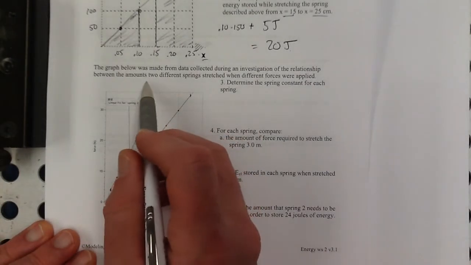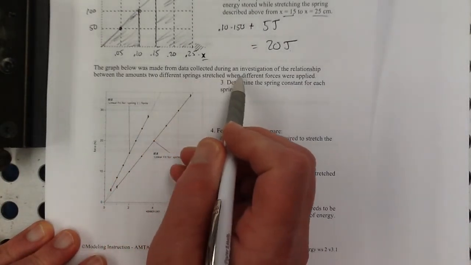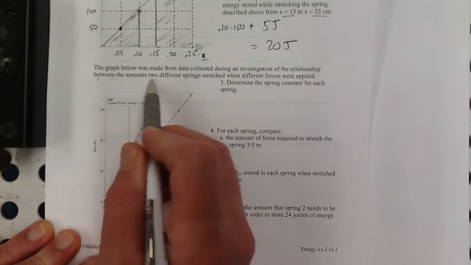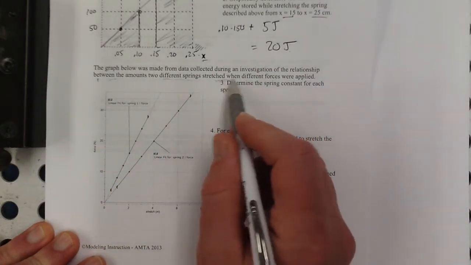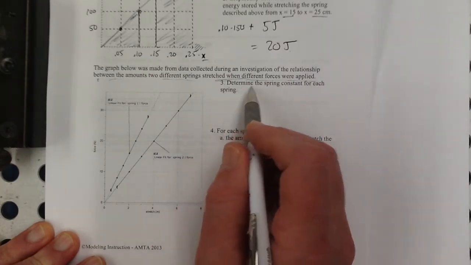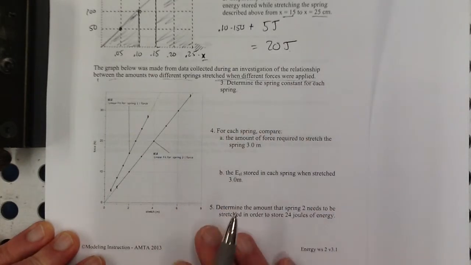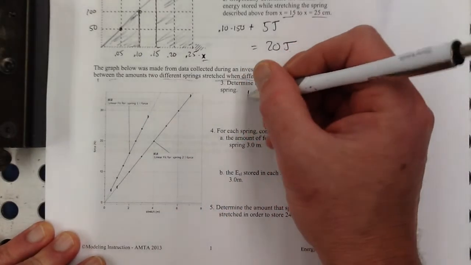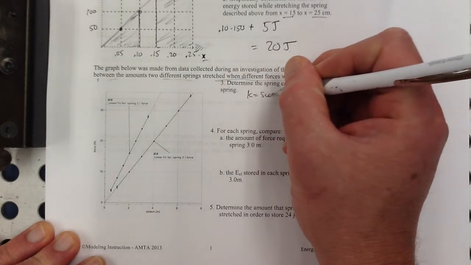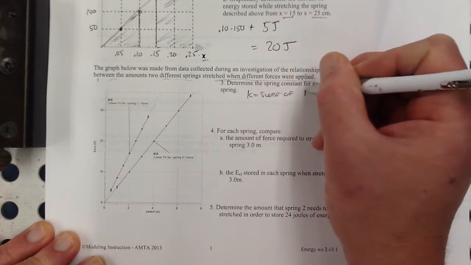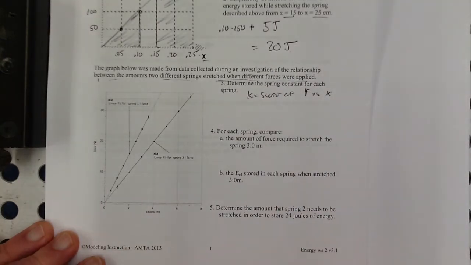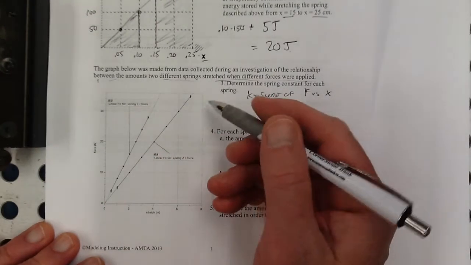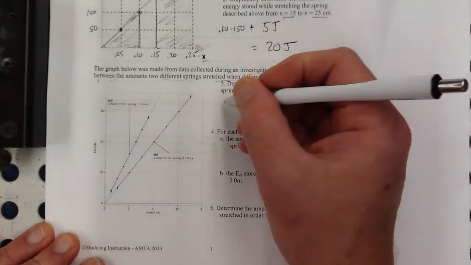The graph below was made from data collected during an investigation of the relationship between amounts of two different springs, so kind of like the lab that you did, right? When different forces were applied. Determine the spring constant for each spring. Well, the spring constant is the slope of the force versus position, or stretch, as it's called here. So I just need to find the slope for each one.